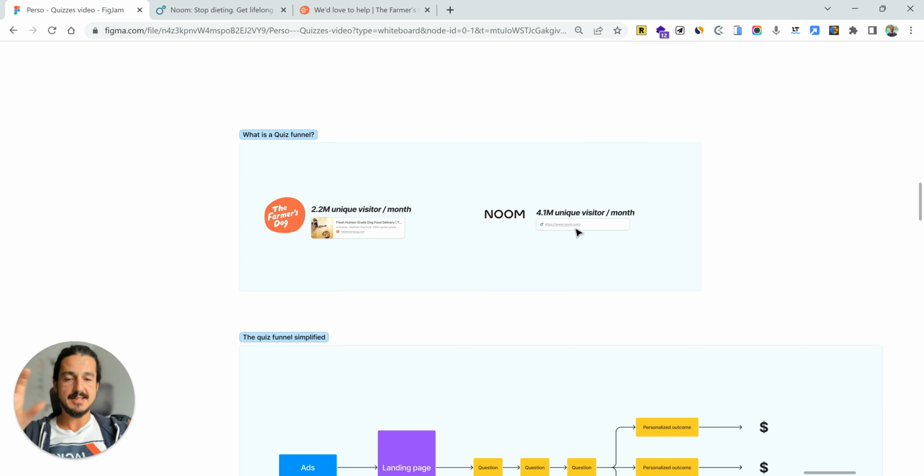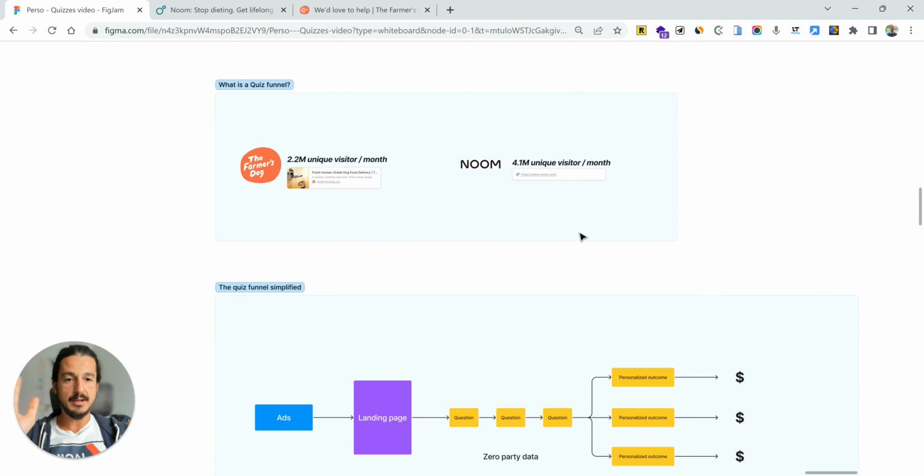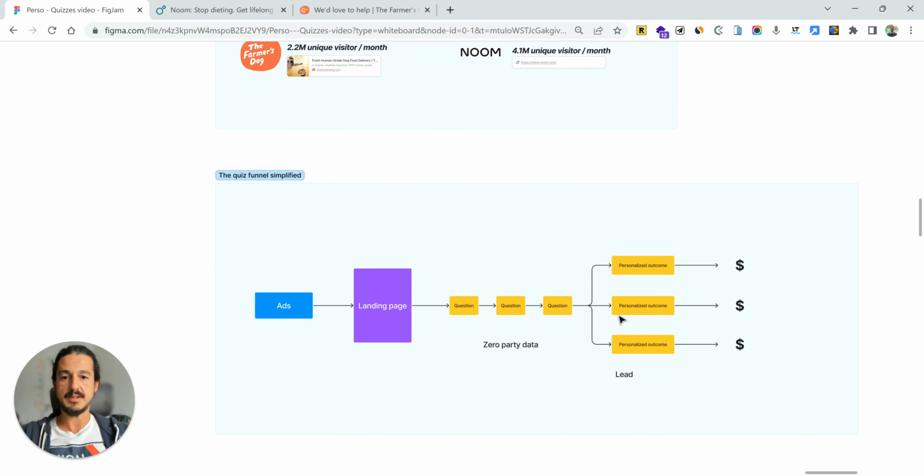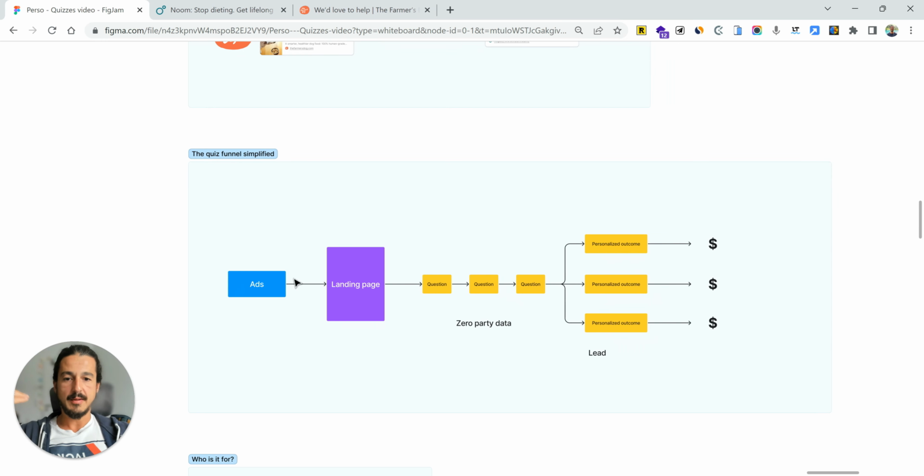But those companies have the quiz as the main piece of their strategy, and it's possible to have that, but also to have it as a side piece. It doesn't matter. It's up to you, up to your product, and depends on your strategy. So let's look at a quiz funnel. What's the quiz funnel exactly?